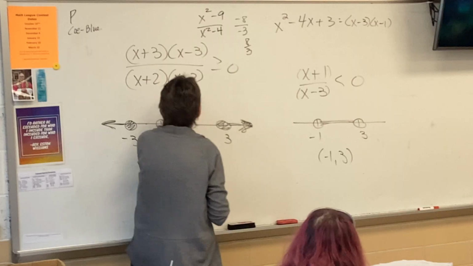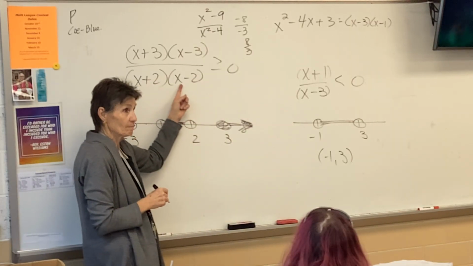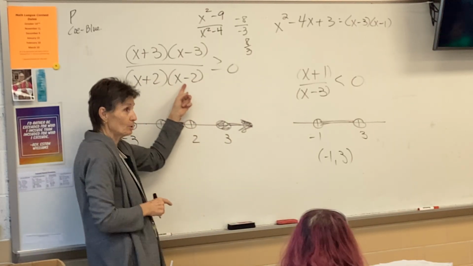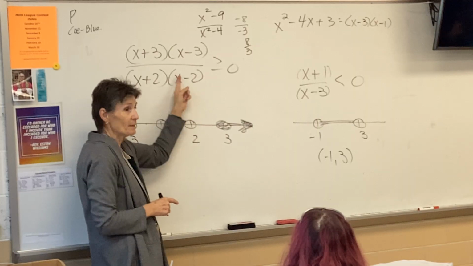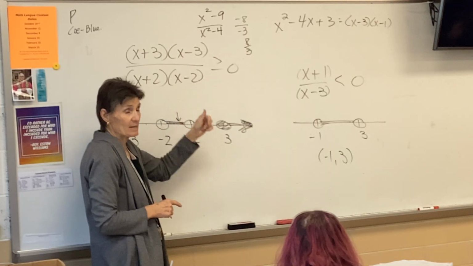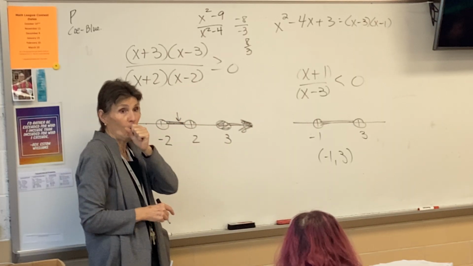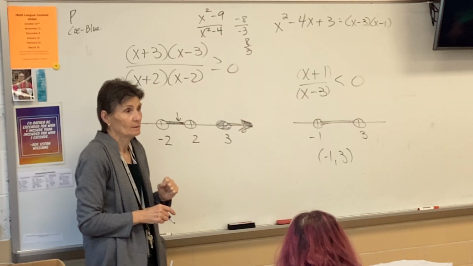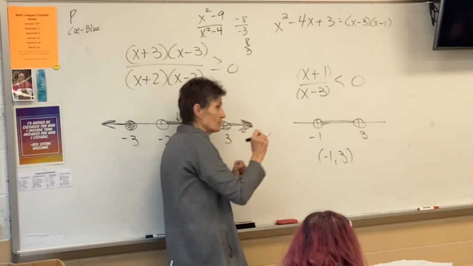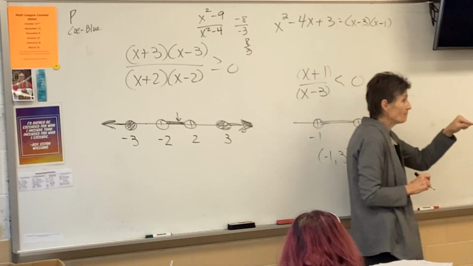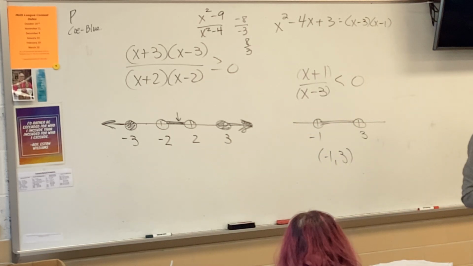If you put a 2 in here, if you colored in that dot and put a 2 here, what would happen? A 0 in the bottom. And bottoms can't ever be 0. So make a note, star. Denominator dots always open.